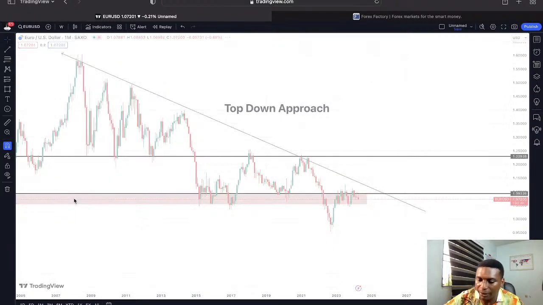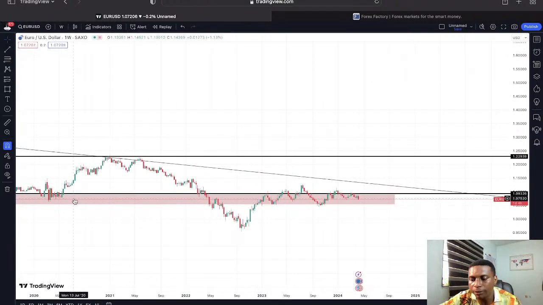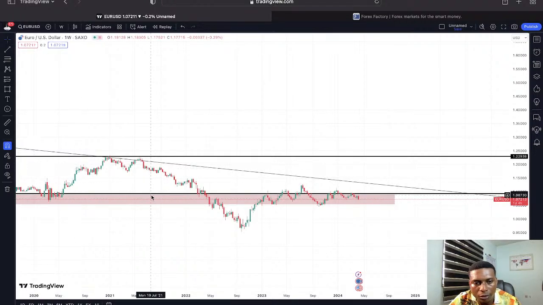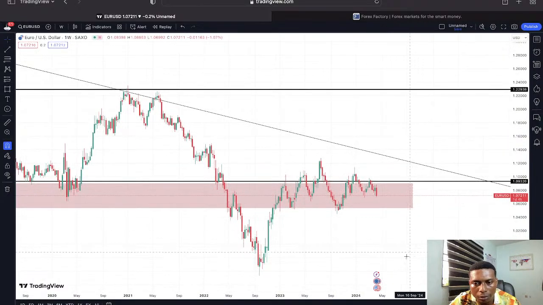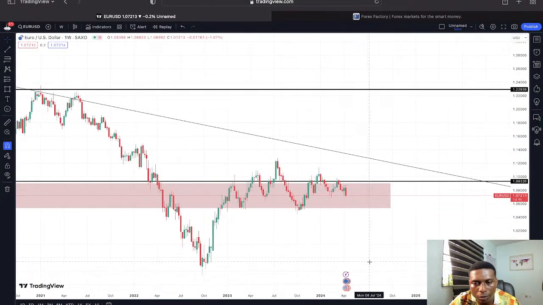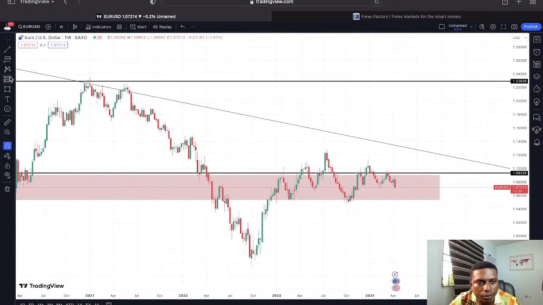Now let's take it down to the weekly time frame. So here now, we can see that price is consolidating at this level.